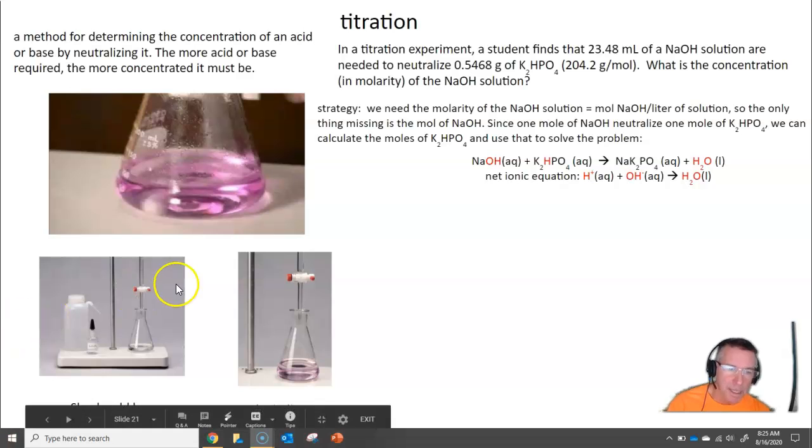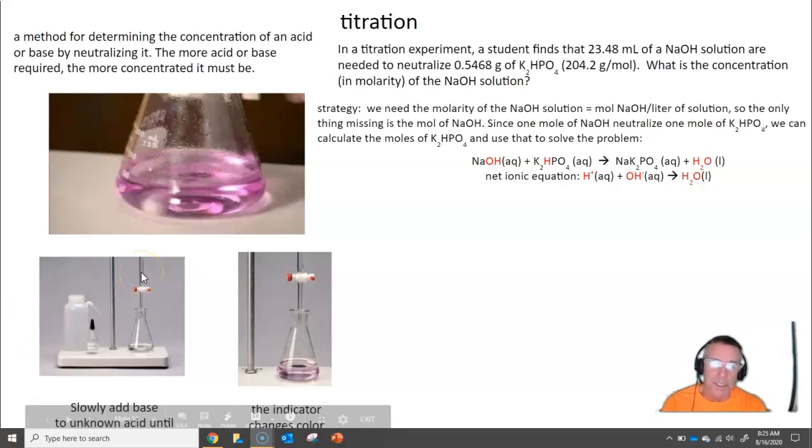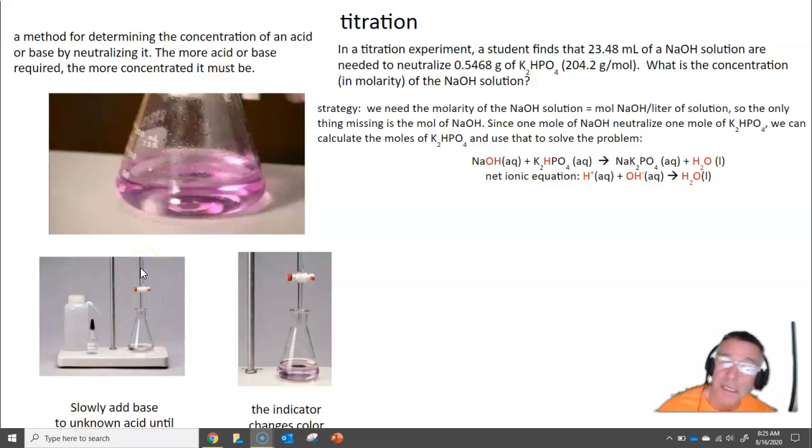You start with a burette, which is a thin column, oftentimes 50 mLs and graduated. Into that you place your base of a known concentration, and then you drip it into the acid. You measure how much you used in terms of its volume. And then you oftentimes solve these by C1V1 equals C2V2.